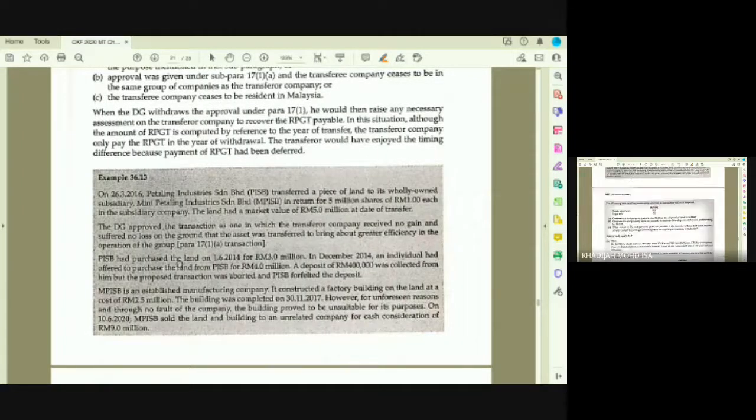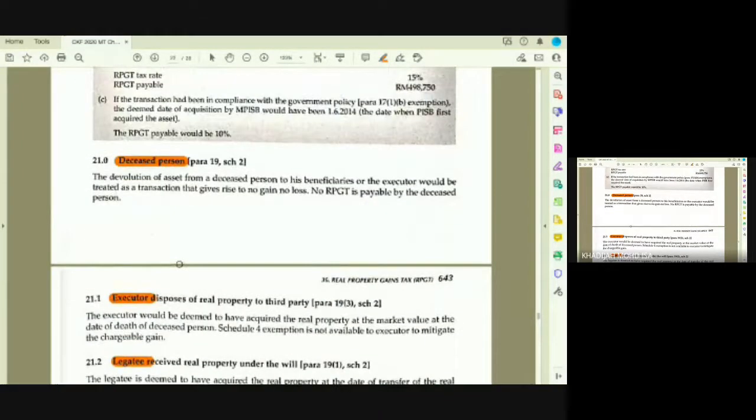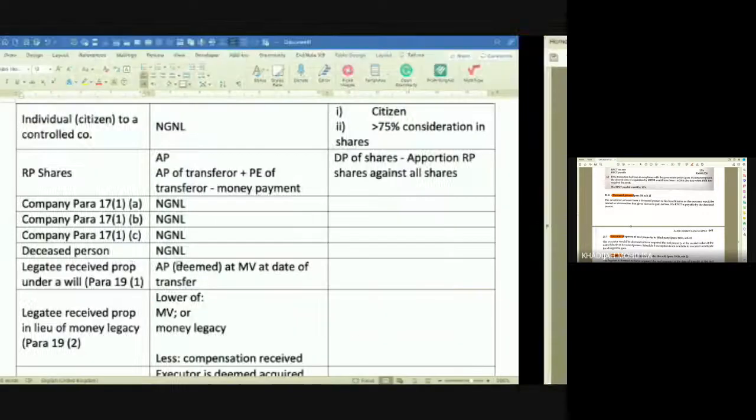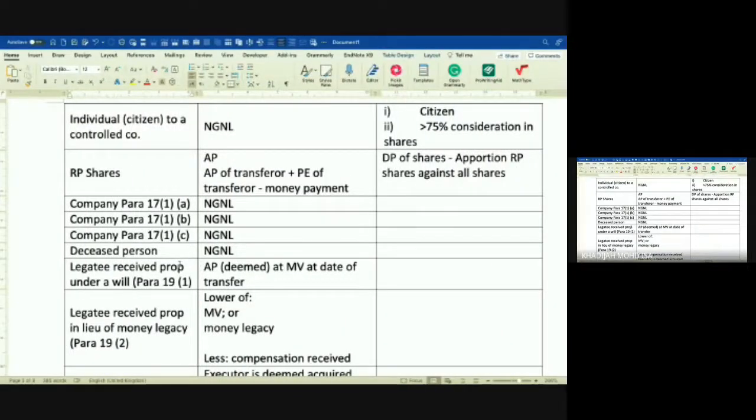And finally, you do have these circumstances where there is a deceased person. For example, if a person passed away and has a real property, when he passed away the property will be transferred to the beneficiaries, right? Under para 8 or any other will. So if it's transferred from the deceased person, it's a no-gain-no-loss. So the deceased person doesn't have to pay any RPGT.